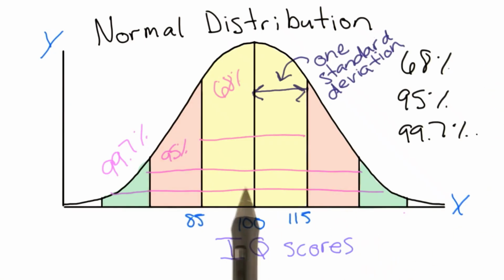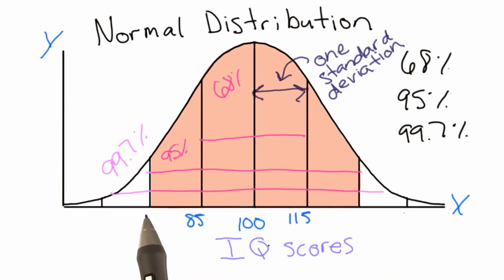That means that 68% of the population is going to fall between one standard deviation below and one standard deviation above the mean. 95% of the population will fall from two standard deviations below to two standard deviations above the mean, and 99.7% are going to fall from three standard deviations below the mean to three standard deviations above the mean.